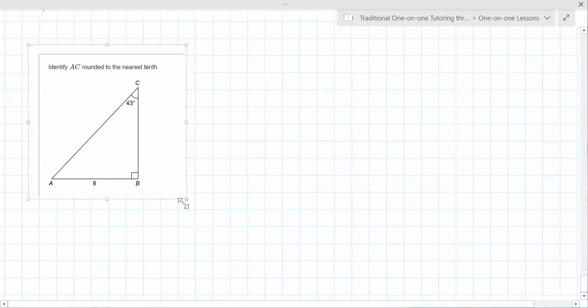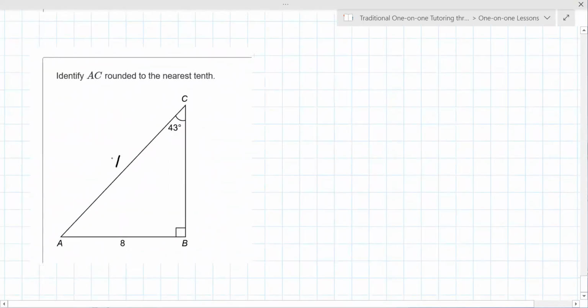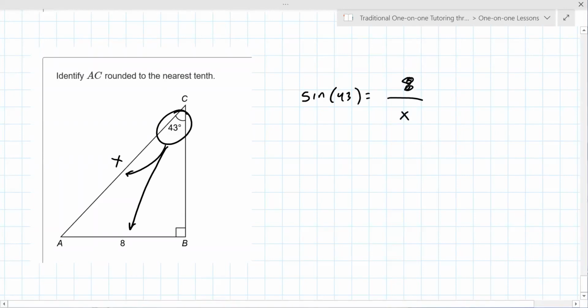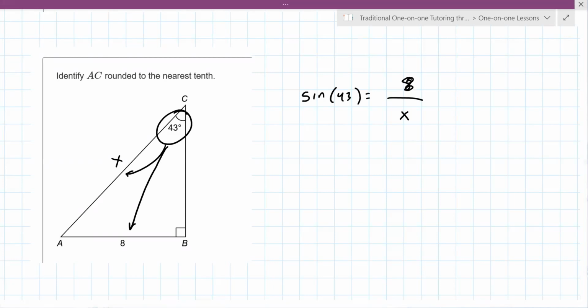Okay, so it says identify AC rounded to the nearest tenth. Here's AC. Here's the angle you're given. What is x? What is 8 compared to that angle? X is my hypotenuse and 8 is my opposite. Okay, so which trig function to use? Sine. So sine of 43 equals what over what? 8 over x. Okay, so go ahead and solve that for x, please. $11.73. Good.